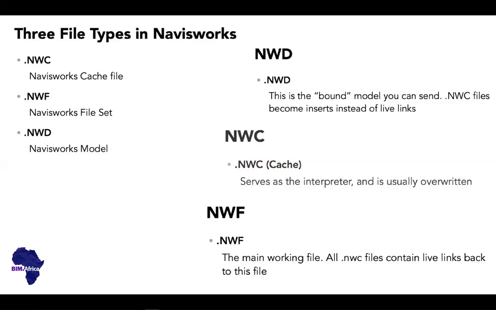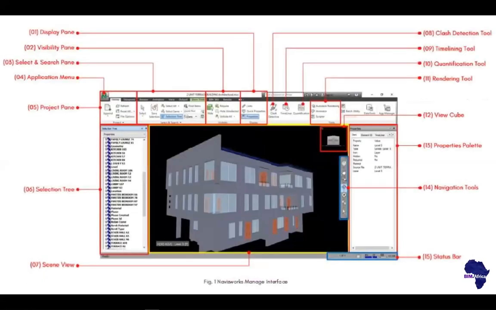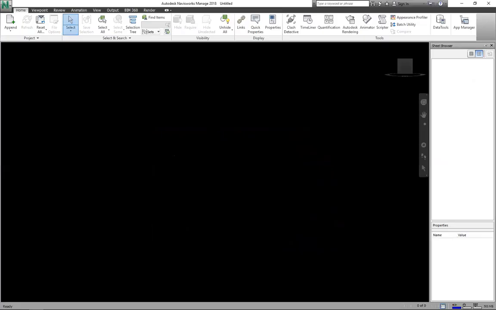Touching the basic interface of Navisworks, we have this image showing a description of the major tools in Navisworks. We have the display pane, we have the visibility. We'll be touching all of this, we'll be having a review of all of this in the session today as we continue. So let us now go to Navisworks and then see how we can improve with that.